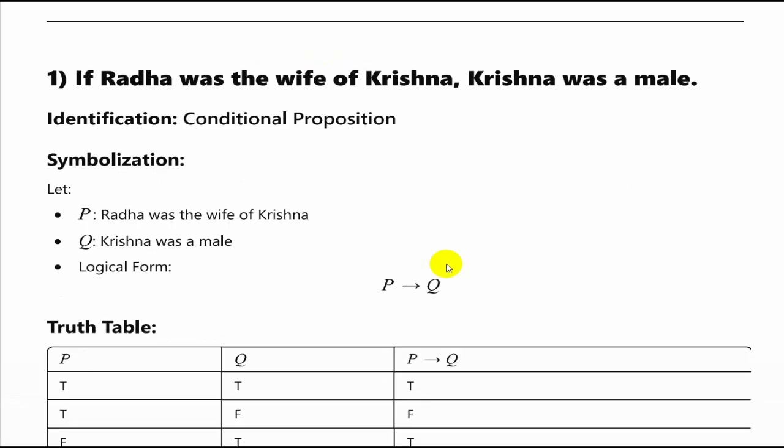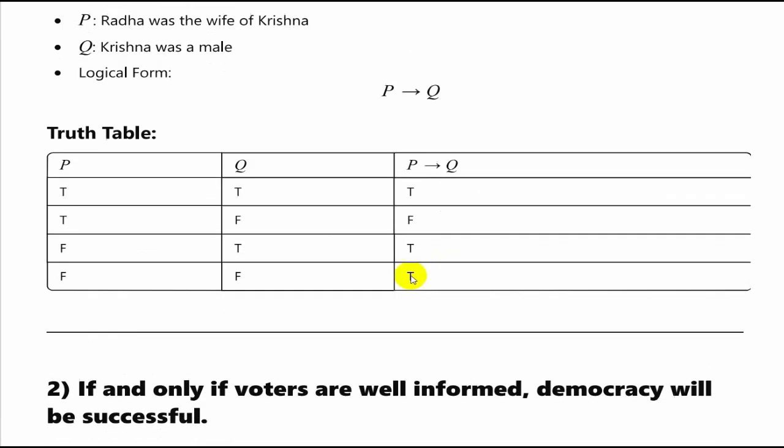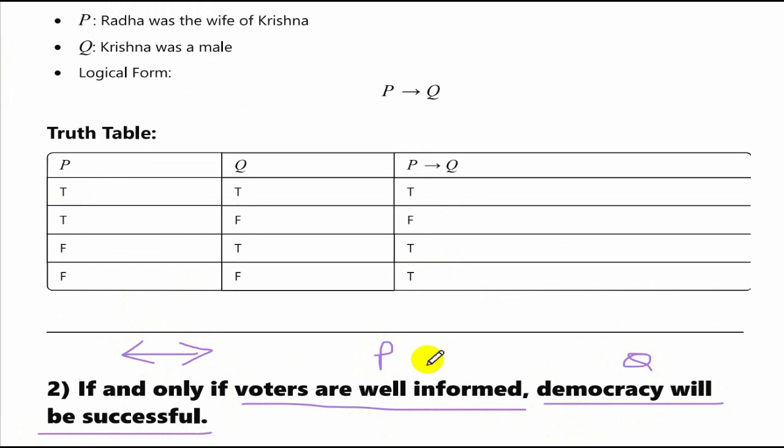Now let's move on to the second question. If and only if, this is what I was talking about, biconditional. Voters are well informed. Let us put it as the standard P. Democracy will be successful, put it as Q. Then the symbolization will be P, biconditional Q, like this.